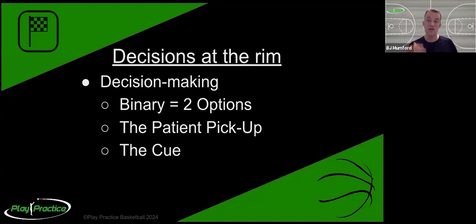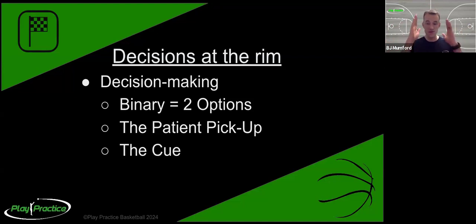So using some change of speed, like we talked about last week with our ball handling, to allow us to get some hang time with the ball and therefore have a more patient pickup, really wait for the defender to react, however they're going to react to guard what we just threw at them before we make our final move, final decision. And then the cue is a big part of decision making.